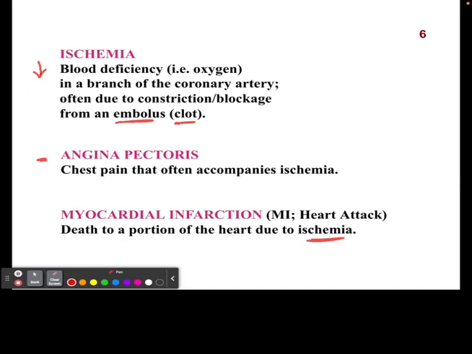The technical term for this is MI, myocardial infarction, and it's in the name. Myocardial, the muscle of the heart, is not getting its oxygen. It's dying. So it's not able to do its job correctly.